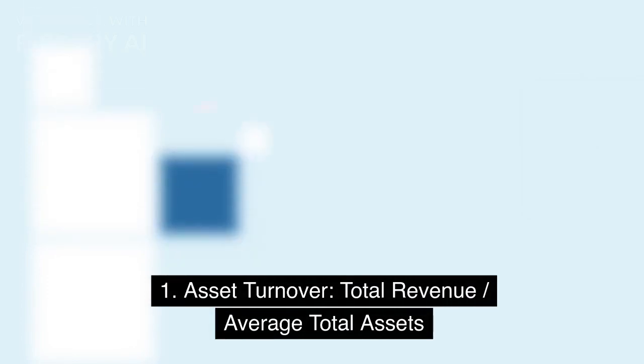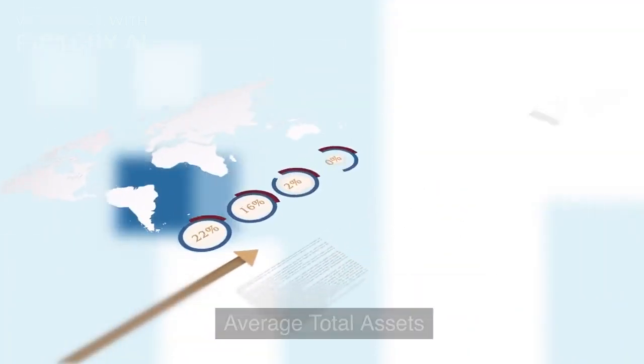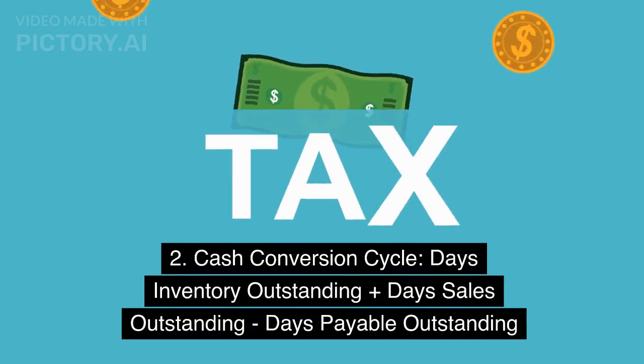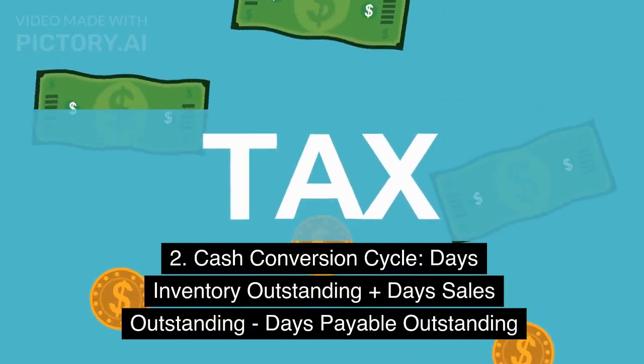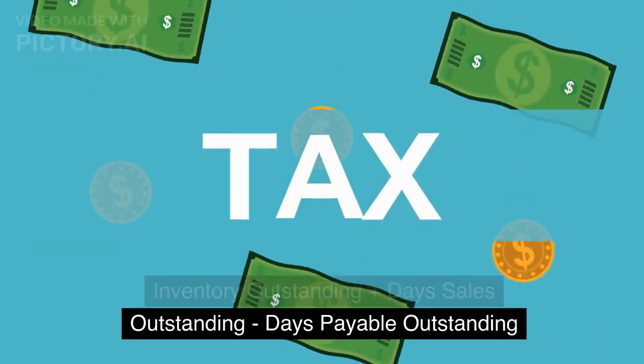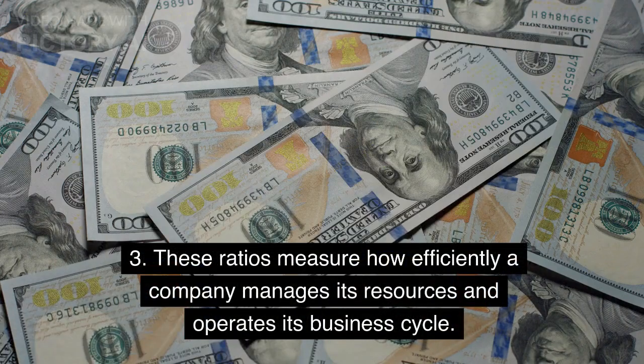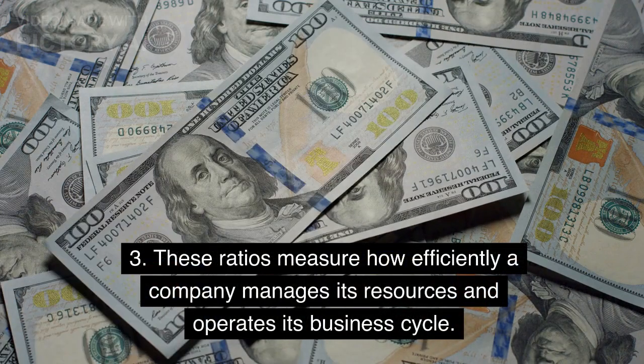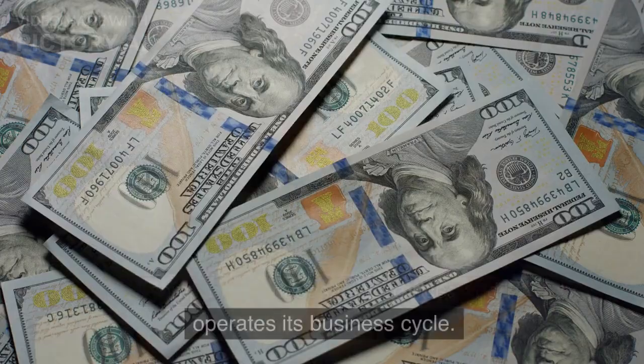Efficiency ratios. 1. Asset turnover: total revenue divided by average total assets. 2. Cash conversion cycle: days inventory outstanding plus days sales outstanding, minus days payable outstanding. 3. These ratios measure how efficiently a company manages its resources and operates its business cycle.